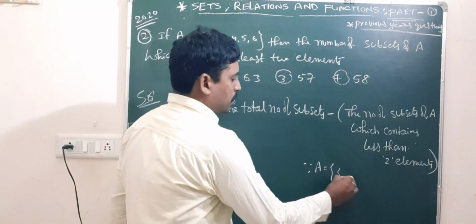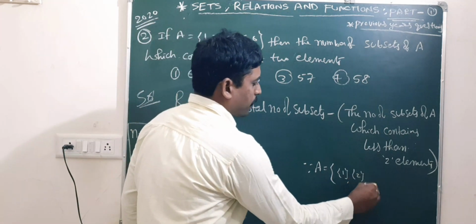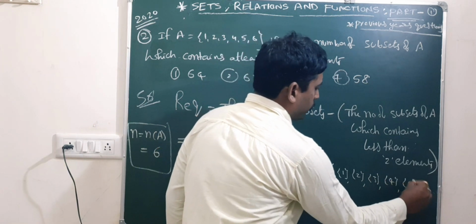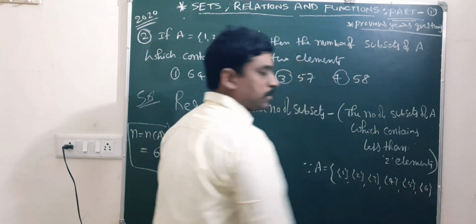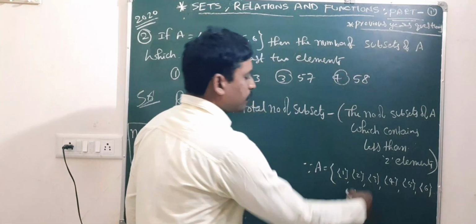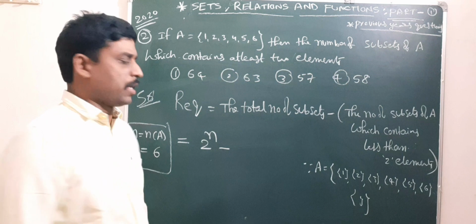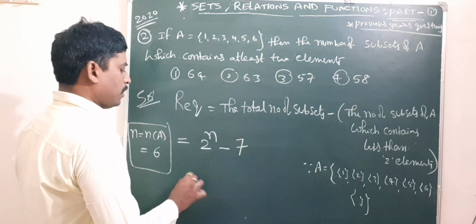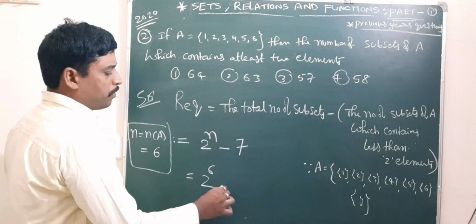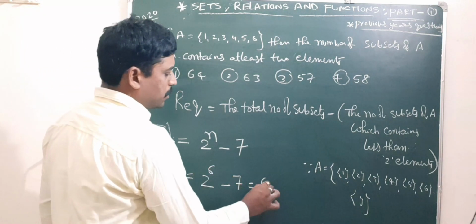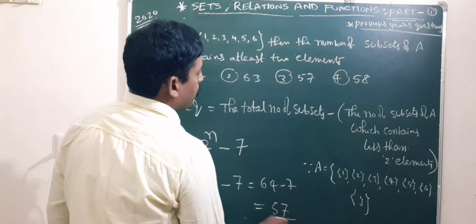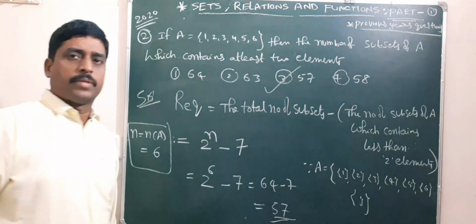So singleton sets, how many are there? Sorry, 6. Singleton sets are 6, and only one empty set. Total number of such subsets is 7. So 2 to the power n(A) where the value is 6, 2 to the power 6 minus 7, which is equal to 64 minus 7, which is equal to 57. So which option is correct? Option 3 is correct.